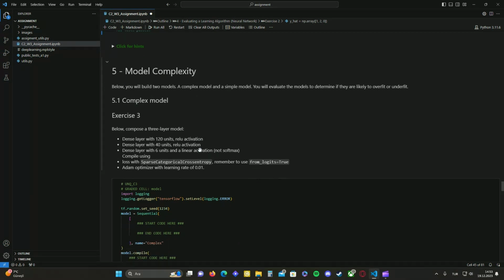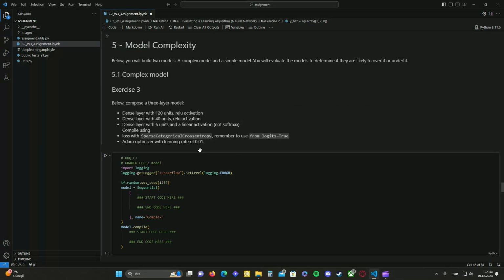Below, compose a 3-layer model: a dense layer with 120 units, ReLU activation, a dense layer with 40 units, ReLU activation, and a dense layer with 6 units and a linear activation instead of softmax. Compile using sparse categorical cross entropy. Remember to use from_logits equals true, and an Adam optimizer with learning rate of 0.01.